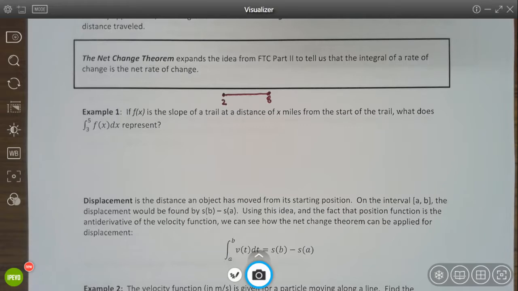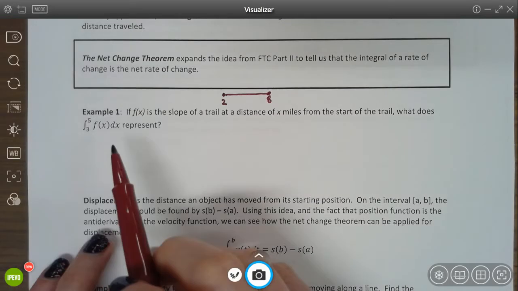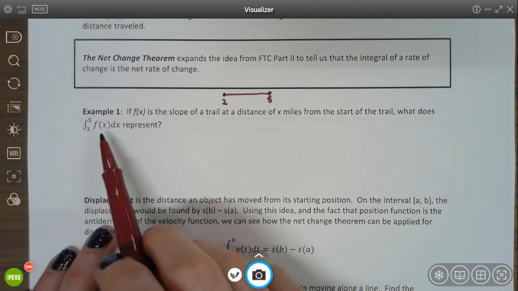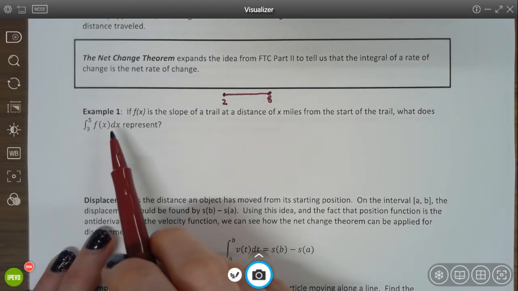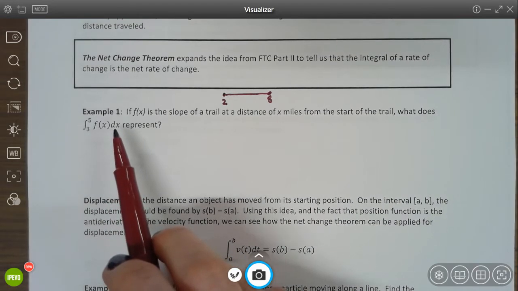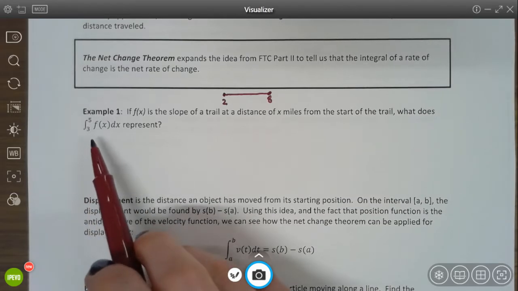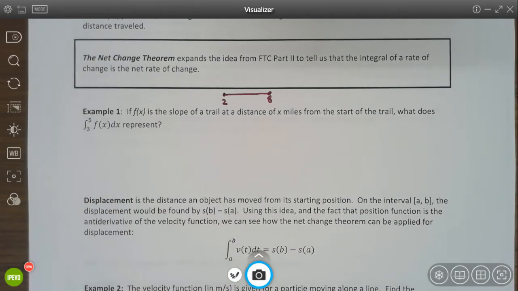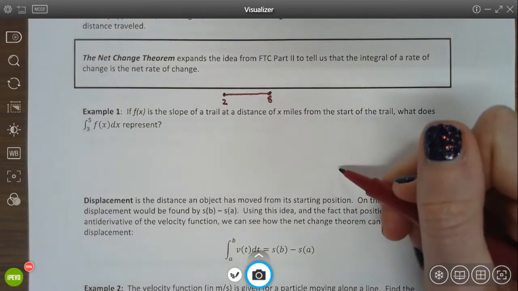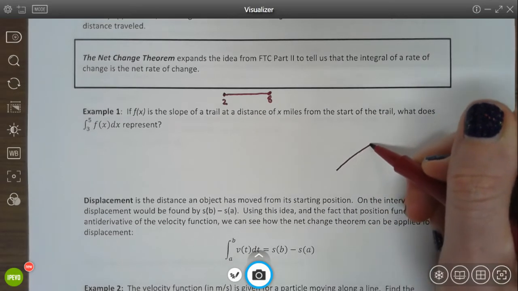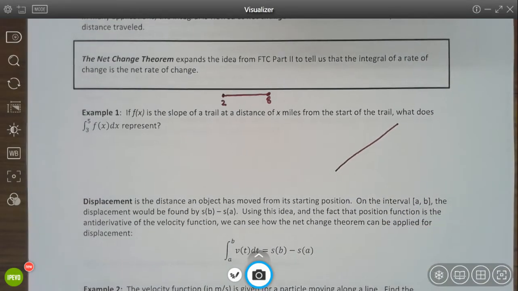So in example 1, we're going to just kind of look at it in terms of an application, and then we're going to actually go and solve some problems involving this idea. So here I have f of x representing the slope of a trail at some distance x miles from the start of the trail. And if I want to know what the integral from 3 to 5 of f of x dx represents, what I need to remember is that f of x, the slope, is a rate of change. We think of it as the change in y over the change in x. But if we're on a mountain, it's basically the change in elevation, right? As we climb up that mountain.